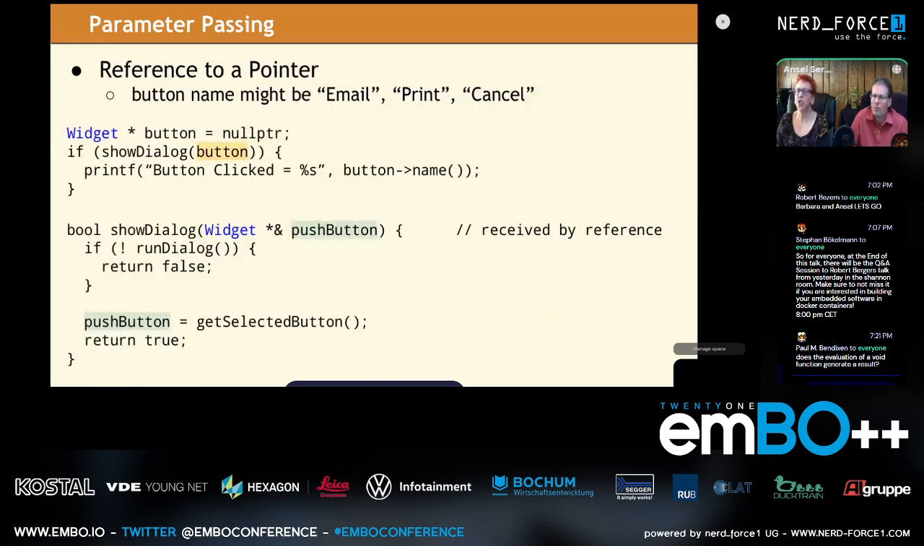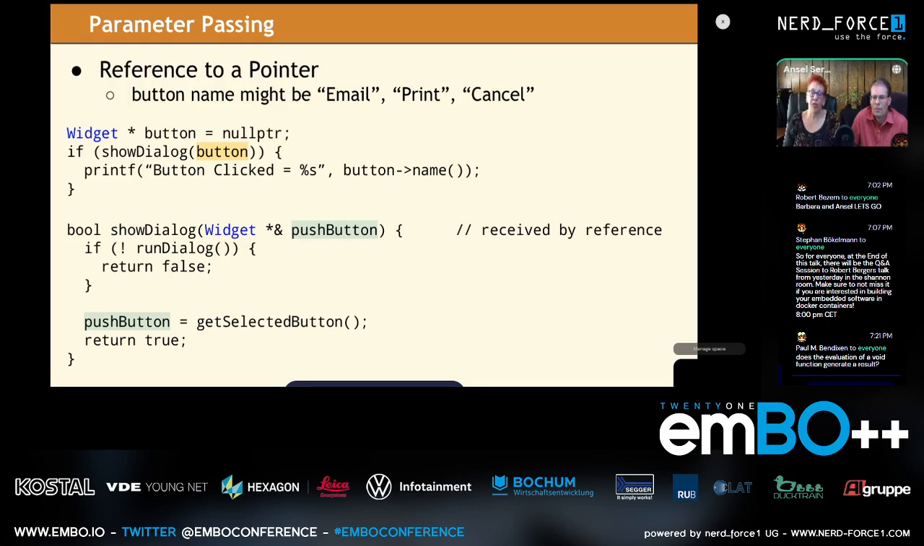So we want to go back now and show a couple more examples and look at this a little bit more in depth, because the idea of a reference to a pointer sounds extremely confusing. In this example, we're going to declare a widget. And then we're going to declare a widget star button, and assign it to a null pointer. We're going to call show dialog. And in our show dialog, as you can see, the data type is widget star ampersand. And this is received by reference. But the star ampersand is actually a reference to a pointer.